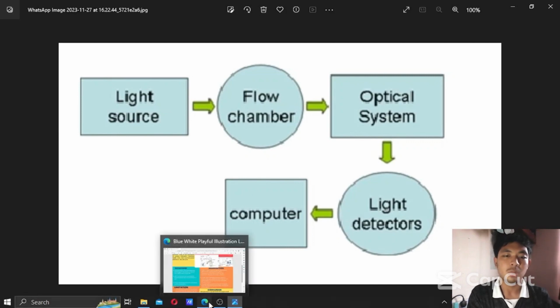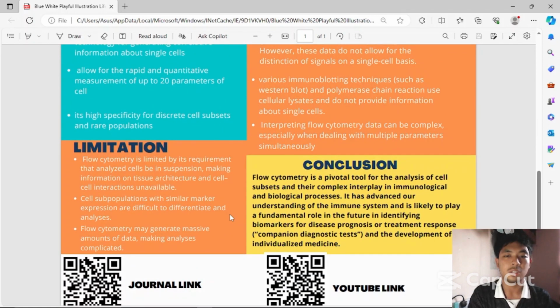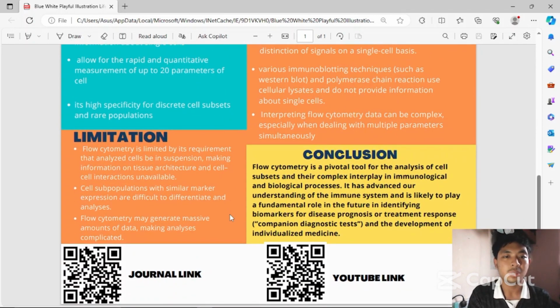So we go back to the poster. So here are the limitations of flow cytometry. Flow cytometry is limited by the requirement that the cells analyzed be in suspension. So sometimes the information on tissue architecture and cell interaction is unavailable.